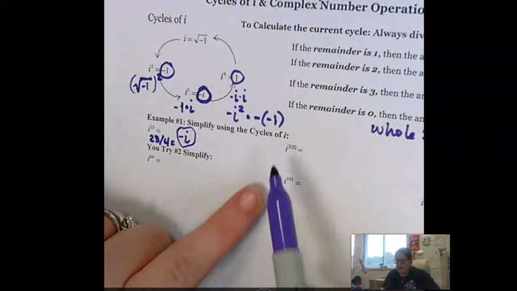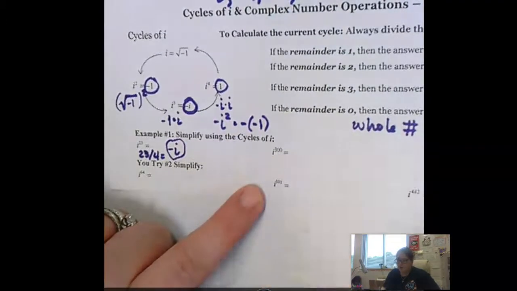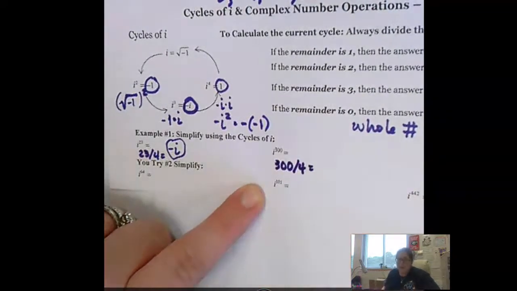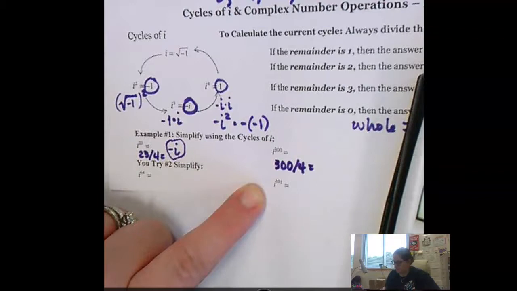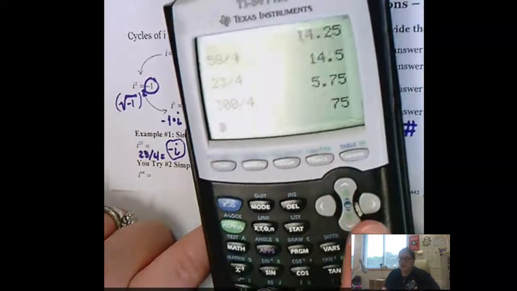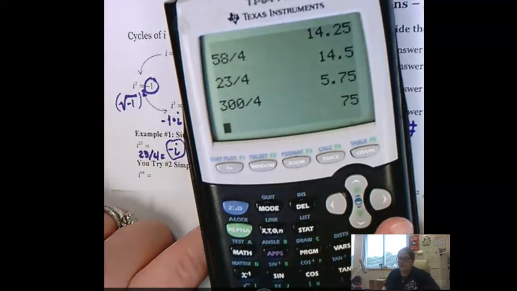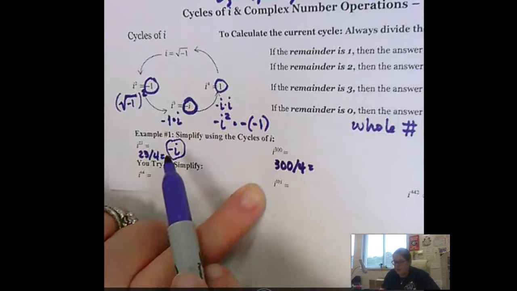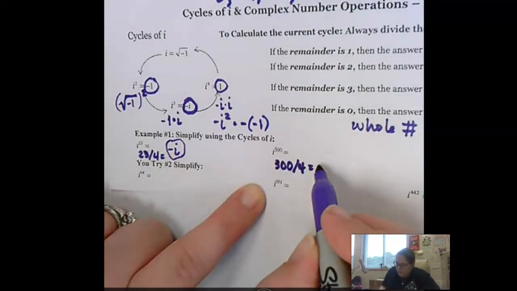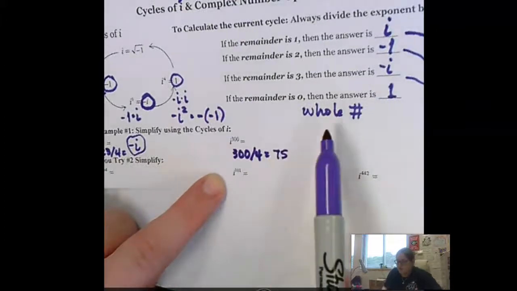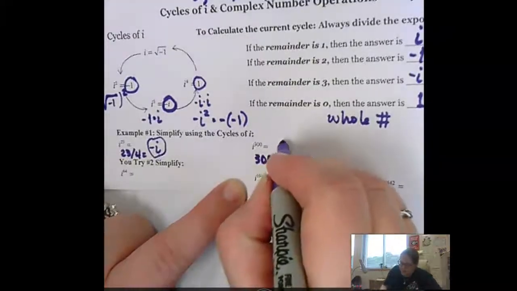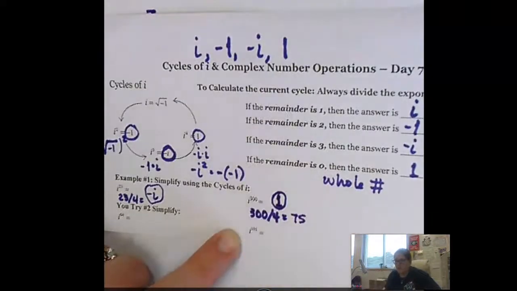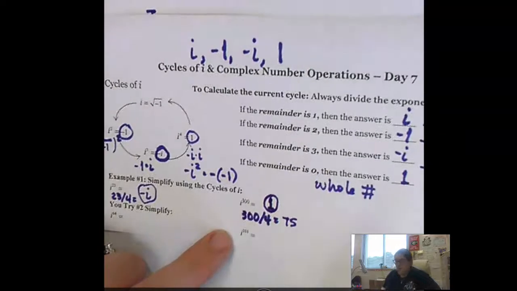All right, here I have i to the 300 power. If I did 300 divided by 4, that's going to give me a whole number. I think it comes out to 75. Let's see. Yeah, 300 divided by 4 is 75. So that means I got a whole number, not 0.75 like the last one. I got an exact whole number. So when I get a whole number result by dividing my exponent by 4, that means we have a whole dollar. We're on the fourth term in the pattern, which is +1.